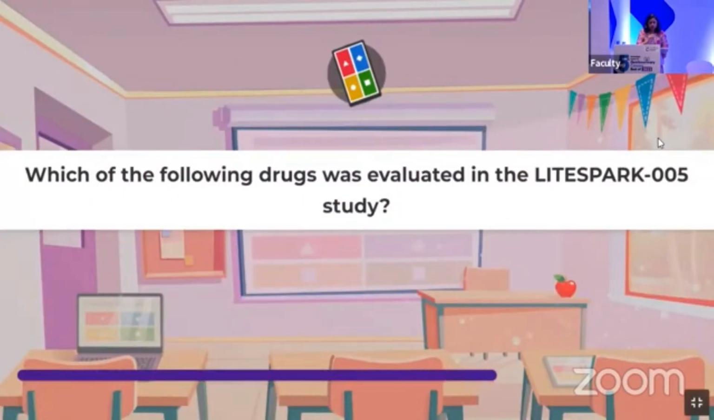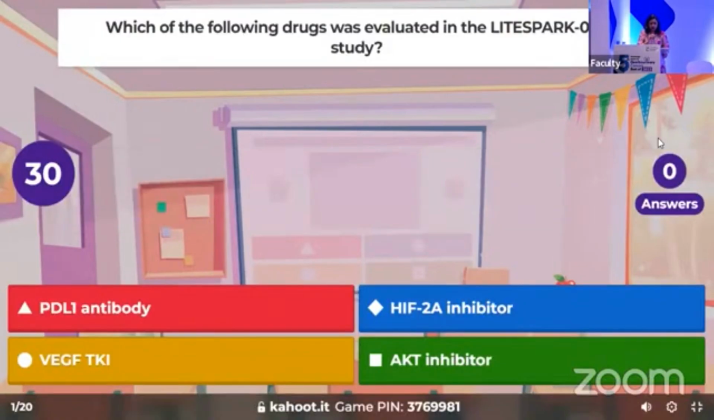So the first question is, which of the following drugs were evaluated in the LITESPARK-005 study? And there are 4 options: PD-L1 antibody, HIF-2α inhibitor, a VEGF TKI, or an AKT inhibitor.